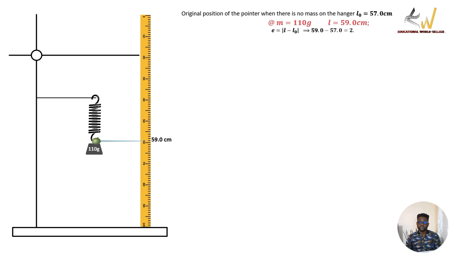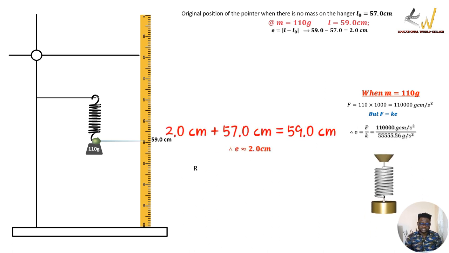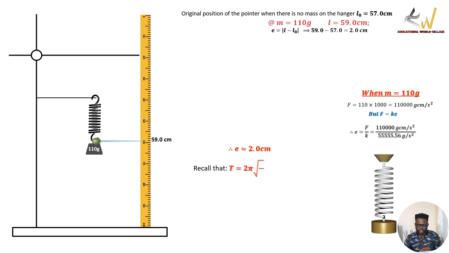So the same goes on to when the mass is 110 grams. I'll first of all use Hooke's law to find the extension. Once I find the extension using Hooke's law, I'll add it to the initial length, or the position of the pointer, which is L naught, and I will get the final length. So using Hooke's law, when the mass is 110 grams, F is equal to KE. I've gotten F. Now if I substitute everything, I will have that the value of my extension, E, of the spring is approximately 2 centimeters. So if I add 2 centimeters to 57 cm, I'll get that the final position of the pointer on the meter rule is 59.0 cm.